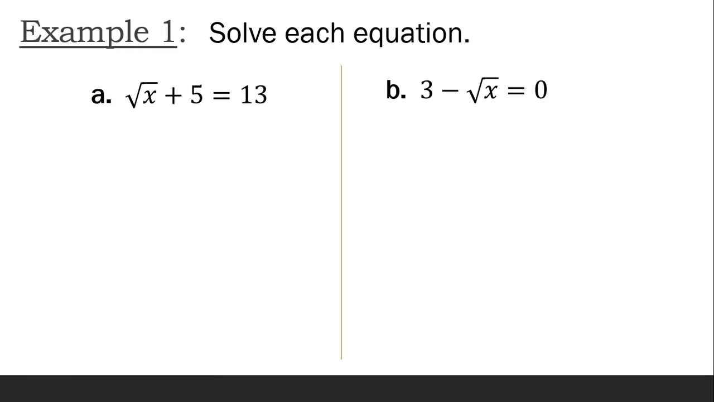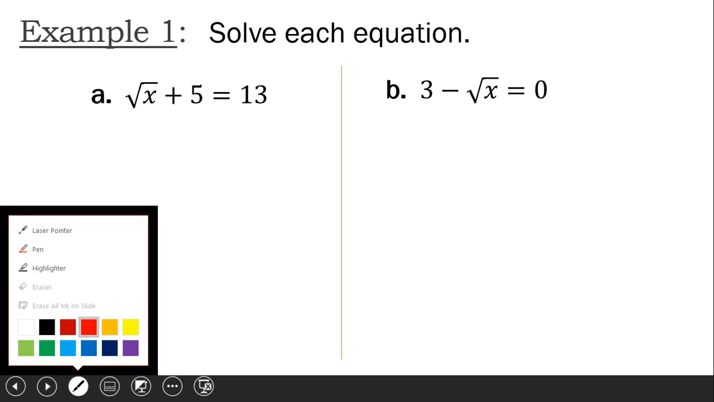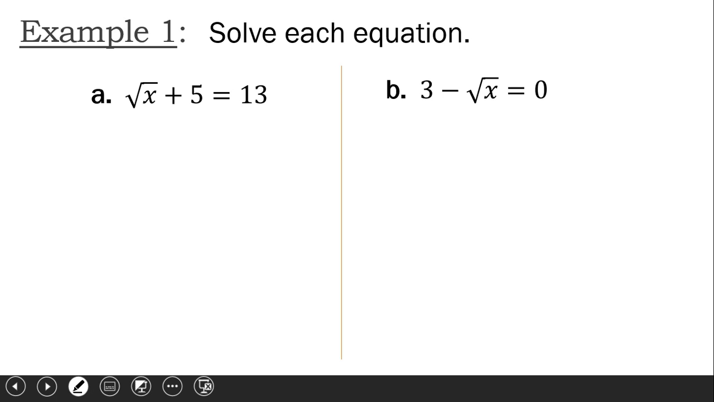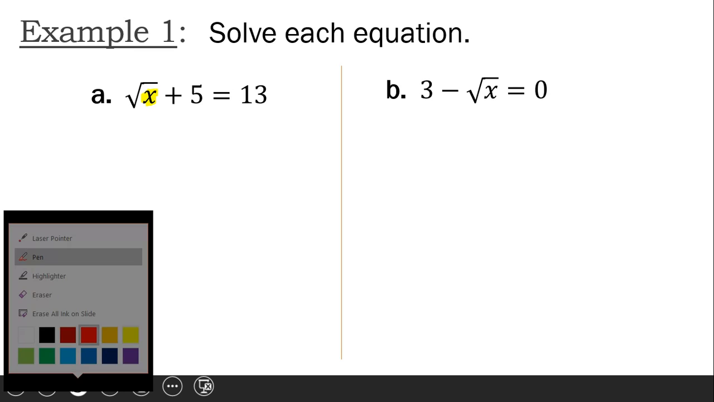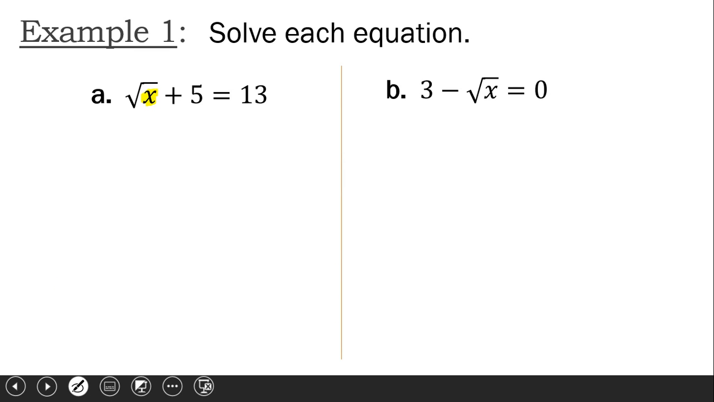Just like when you're solving any equation that we've done so far, you want to try to isolate that x value or that variable that you're dealing with. So we want to get that x by itself. So our first step here is going to be to subtract that 5 from both sides. And now you're going to be left with the square root of x is equal to 13 minus 5 is 8.